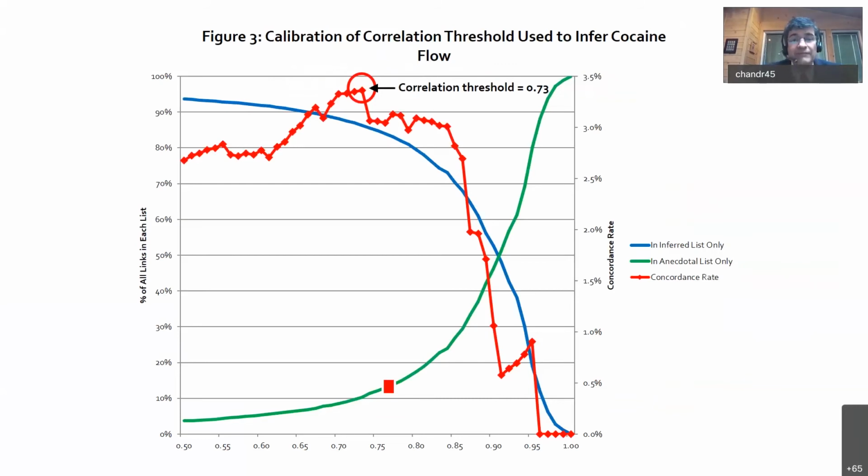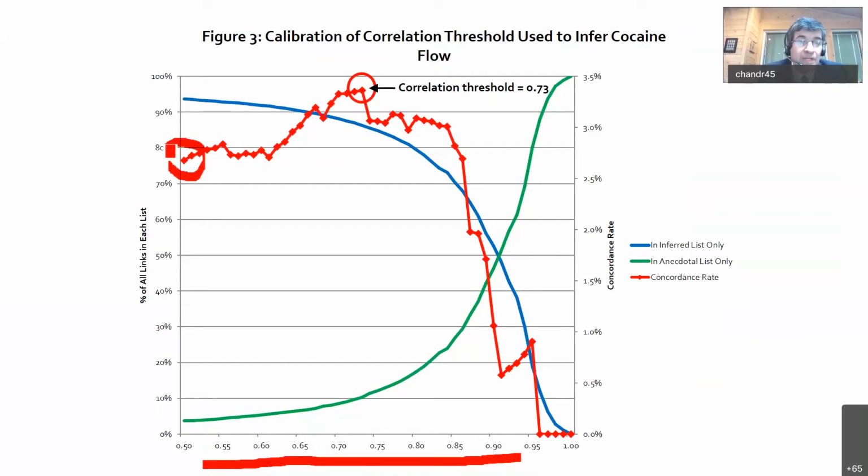So here is a graph. And what we have on the x-axis here is about 50 different values of the correlation threshold for which we generated lists of inferred linkages. And we compared each of those lists of inferred linkages, for a correlation threshold of 0.50, 0.51, 0.52, with that anecdotal list that we'd created from the verbal reports of the intelligence agencies. And based on that, we computed what's up here to the left side of the graph, a concordance rate. Okay. And then we computed that for each of a whole bunch of possible correlation thresholds.